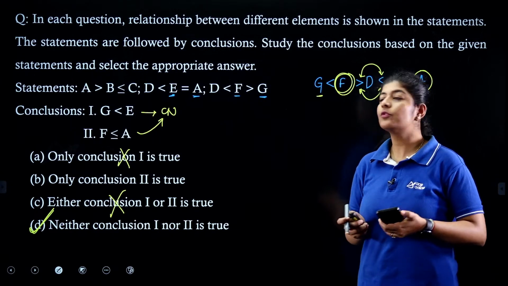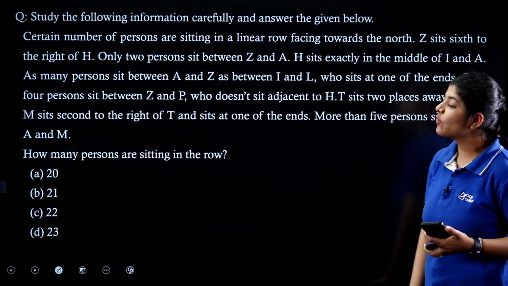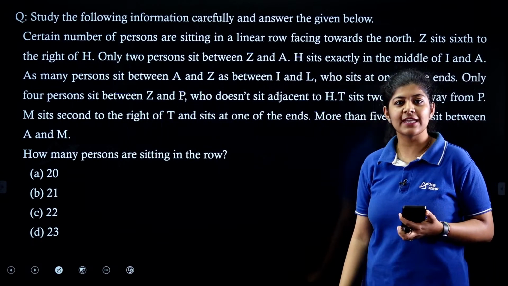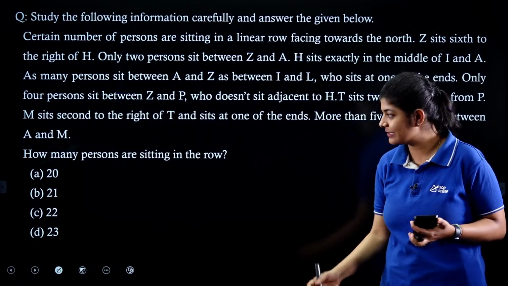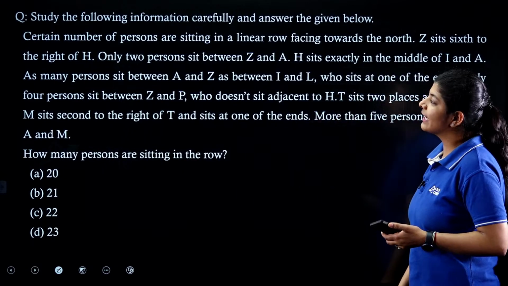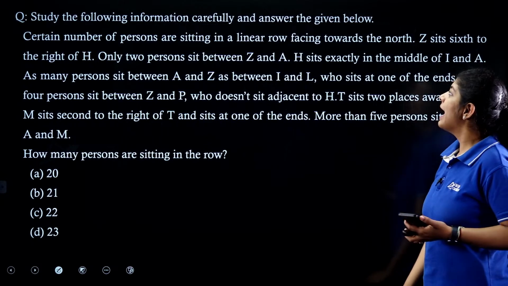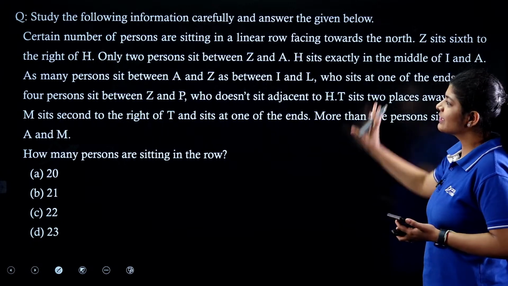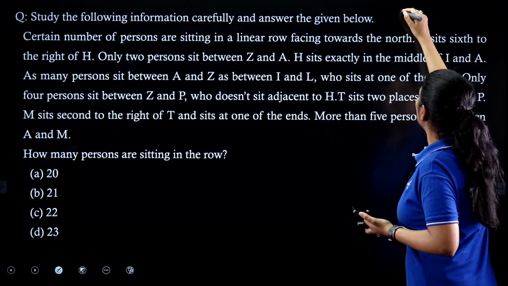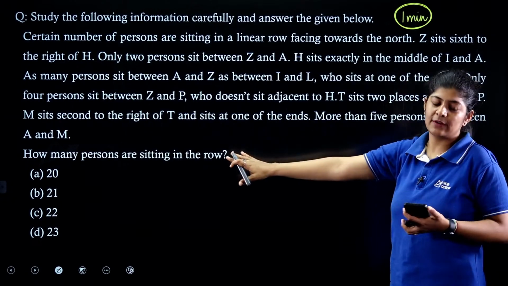Okay, now let's move to the next question and see what we have. The next question is a small puzzle in which we have some data, and on the basis of this data we need to answer a few questions, this one and the next one, right? The data says: study the following information carefully and answer the questions given below. Just go through this data. I am giving you 1 minute to solve this puzzle, and please let me know what answer you are getting for this question.